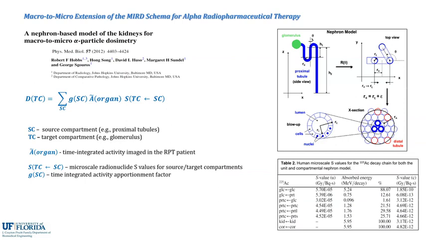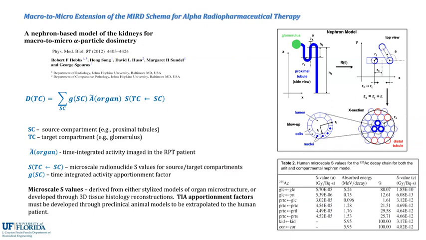And then the link between what we can measure and what we need to apply the S value is what we call the time integrated activity apportionment factor. So this is essentially what fraction of the activity that is measurable is localized at the microscopic level, and that obviously has to be gleaned from preclinical animal models where we can measure these things ex vivo.